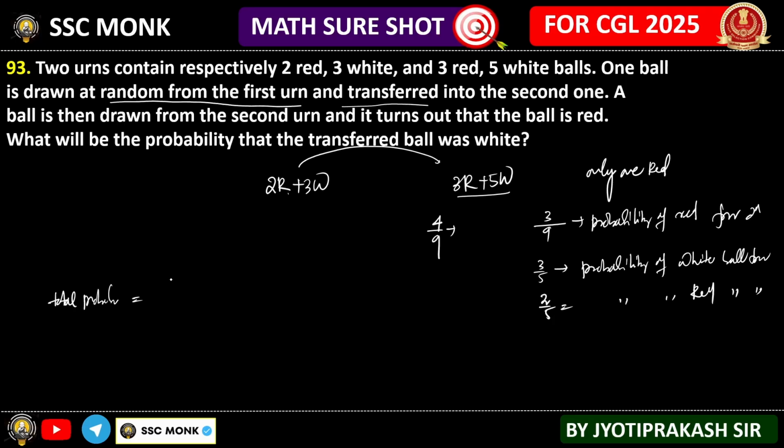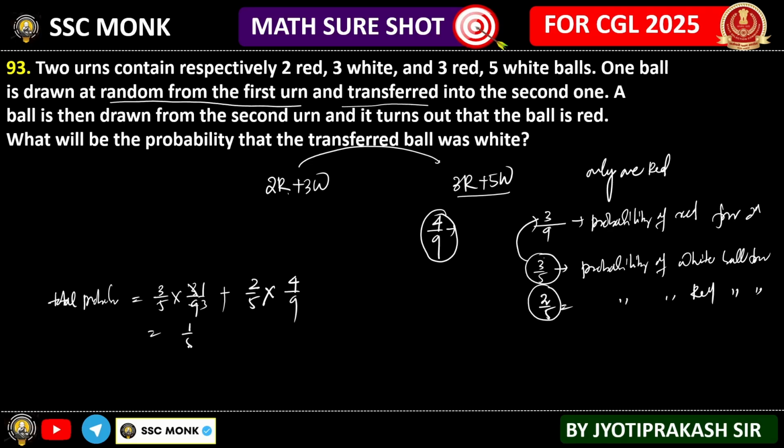Total probability will be, when the white ball is transferred, the probability of white ball multiplied by the probability of red ball selection. So 3 by 5 into 3 by 9, plus when a red ball is transferred, the probability is 2 by 5 multiplied by a red ball is picked, that is 4 by 9. Clear? Simple, isn't it? Yes. This can be written as 1 by 3. So this can be written as 1 by 5 plus 8 by 45, that is equal to 17 by 45. This is the total probability of the whole event.